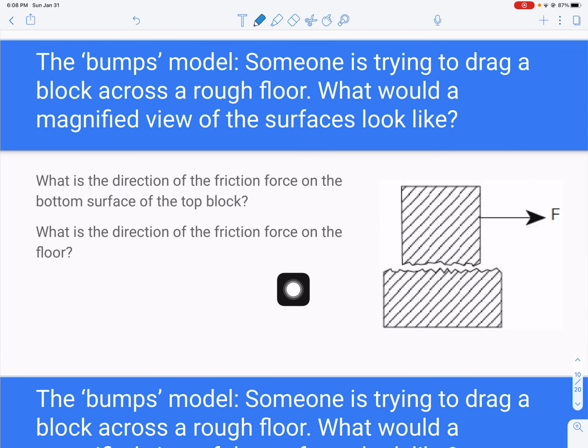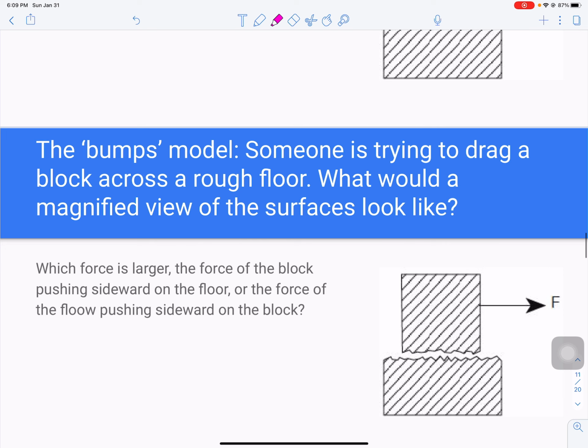So we want to know what is the direction of the friction force on the bottom surface of the top block. So what is the direction of the friction force on this surface when we're trying to drag the block horizontally? And then what is the direction of the friction force on the floor? All right, I'm not going to answer it quite yet.